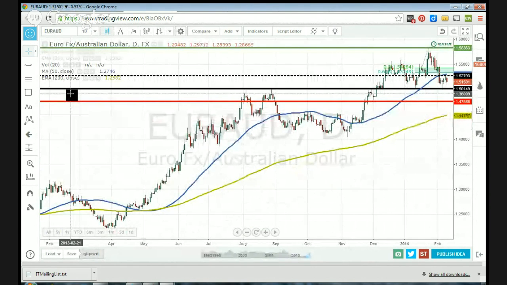Euro, Australian dollar. This is something else I had debated for a while, but I already have one Aussie dollar position on, which is short, and another one of my rules is I don't want to risk more than 0.5% on a single currency in the same direction. So I'm already risking 0.25% on my short Aussie dollar trade. If I go long euro Australian dollar, that's the same as being short the Australian dollar.